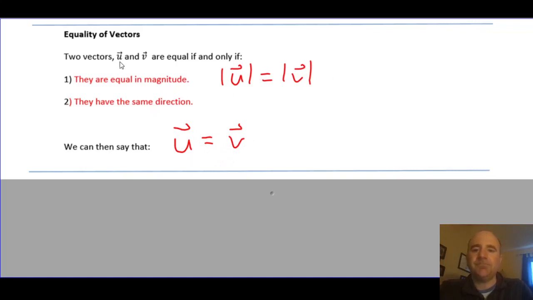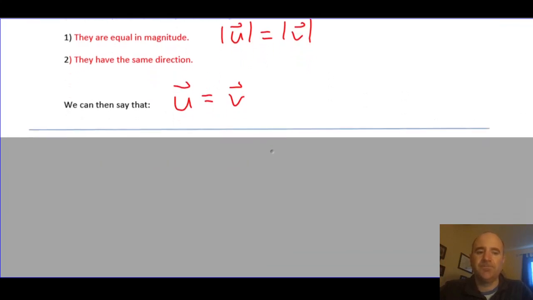Now, there's another little trick here too. Notice it says 2 vectors u and v are equal if and only if. So the if part means if these are true, then the vectors are equal. The only if part means that if the vectors are equal, then these must be true. So it kind of goes both ways. If you have 2 vectors that are equal in magnitude and have the same direction, then they're equal. If 2 vectors are equal, then this must also be true. And we'll talk a little bit more about that as we go on in this course as well.